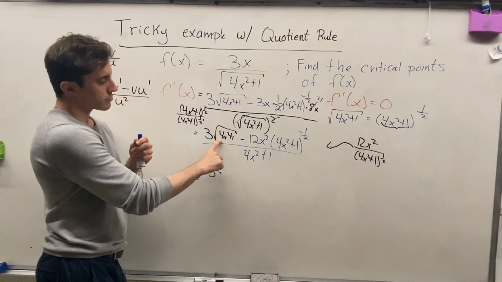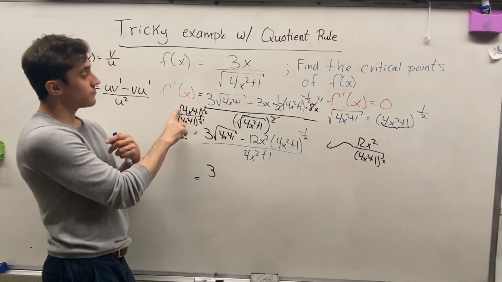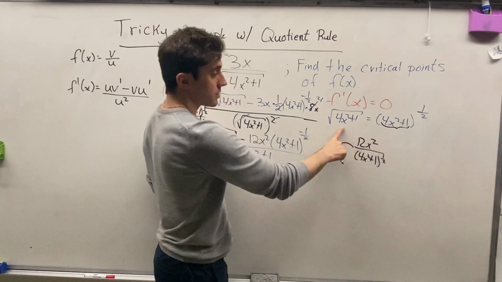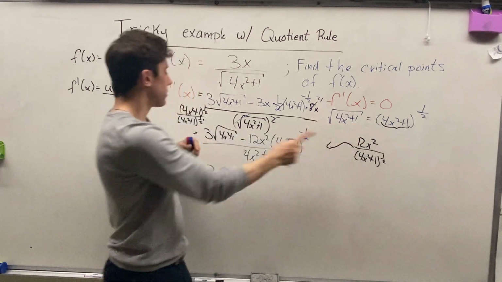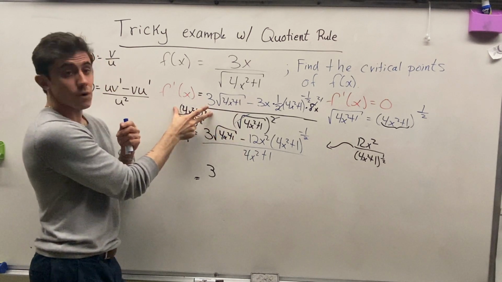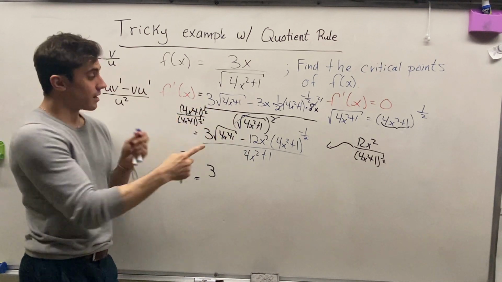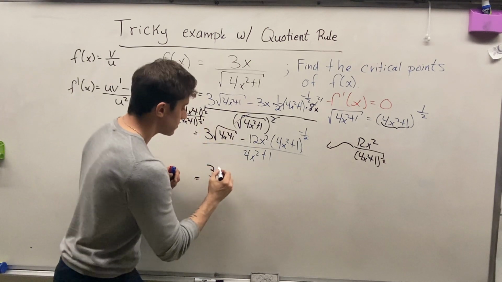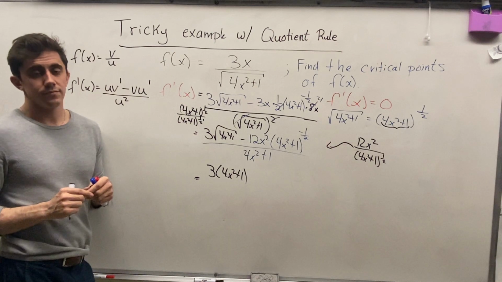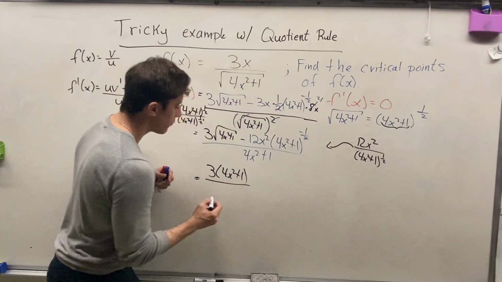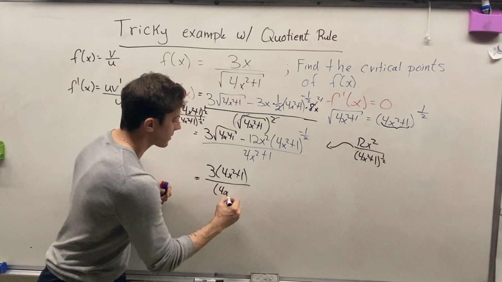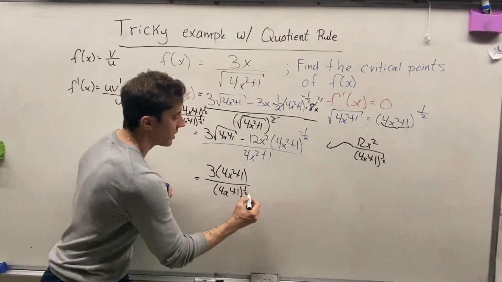Now we have the square root of 4x squared plus 1 times the top part here, which is 4x squared plus 1 to the power 1/2. Well, that's just the square root of 4x squared plus 1, right? And so the square root of 4x squared plus 1 times itself is no more than 4x squared plus 1. Okay? And now we have it over our required denominator of 4x squared plus 1 to the power 1/2.